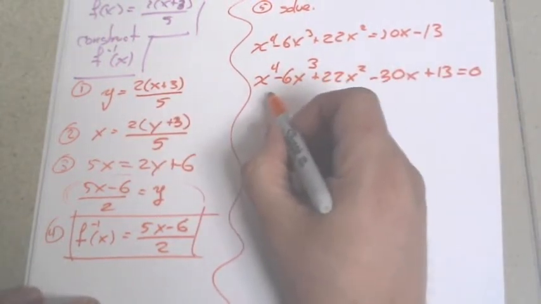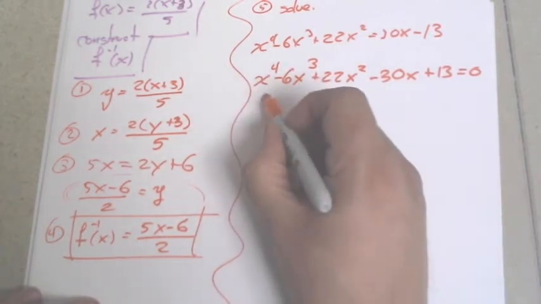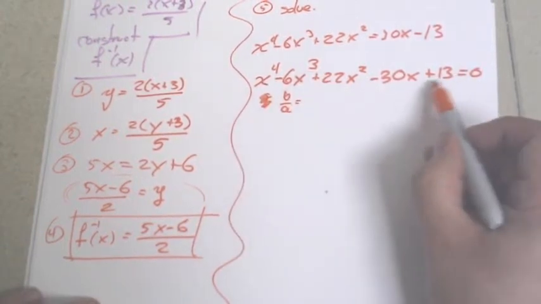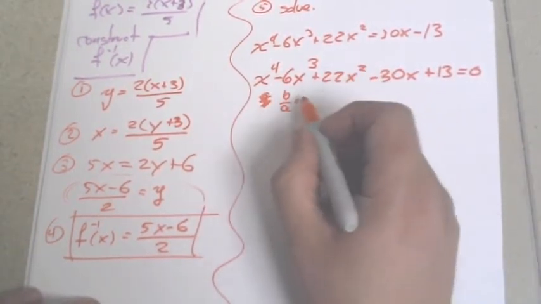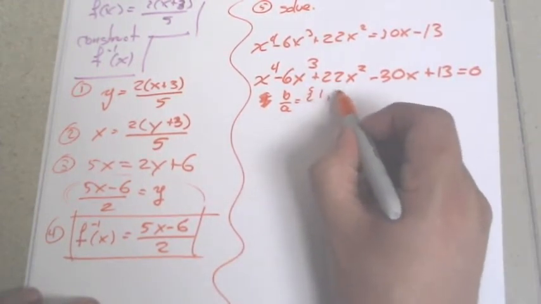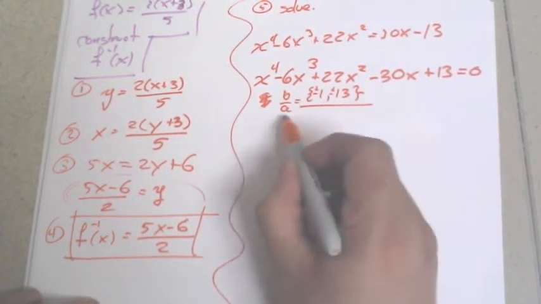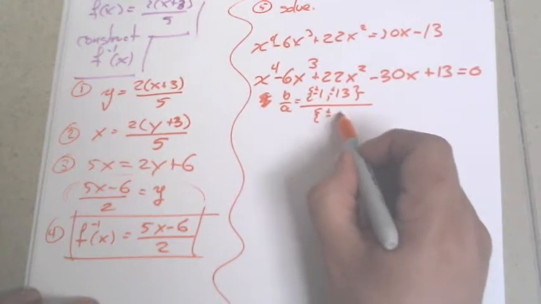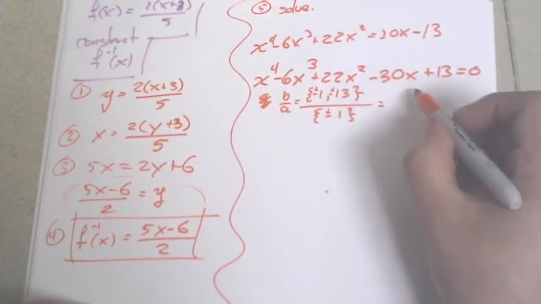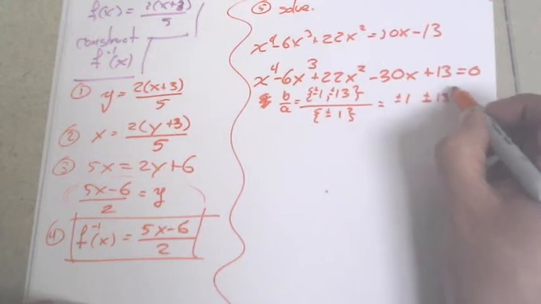Different ones you may remember, depending on whether you're looking at the book or some of the notes. I tended to like b over a, where b were factors of the constant and a were factors of the lead coefficient. The nice thing about this problem is your constant only has 1 and 13 as factors, though of course they could be positive or negative. And the a only has 1 as a factor, so plus or minus 1. So you really only have a couple of possible rational zeros. You've got plus or minus 1, and you have plus or minus 13.